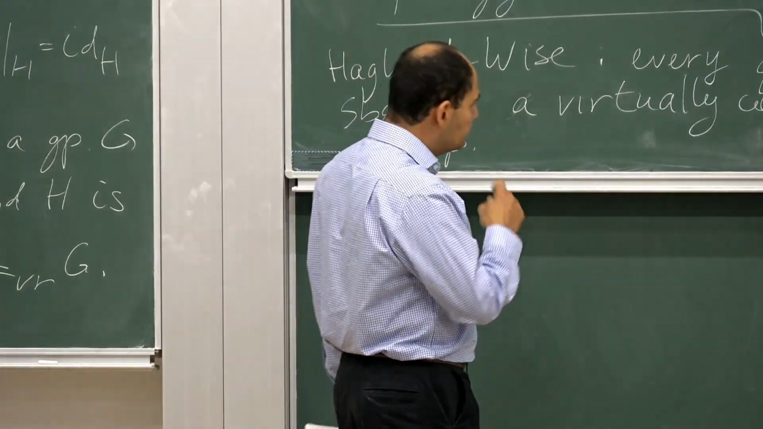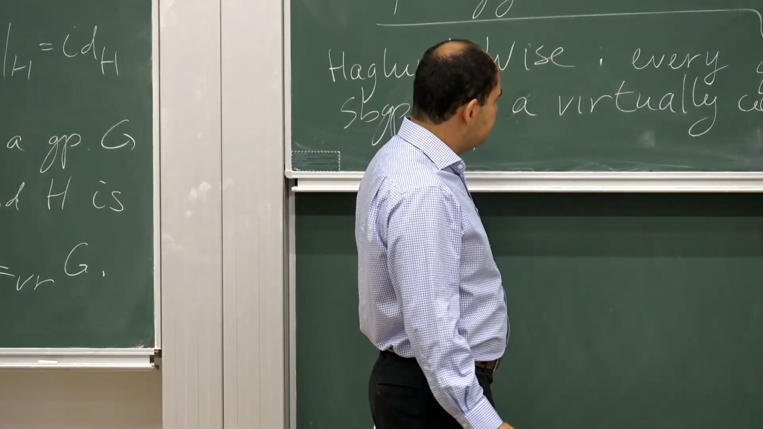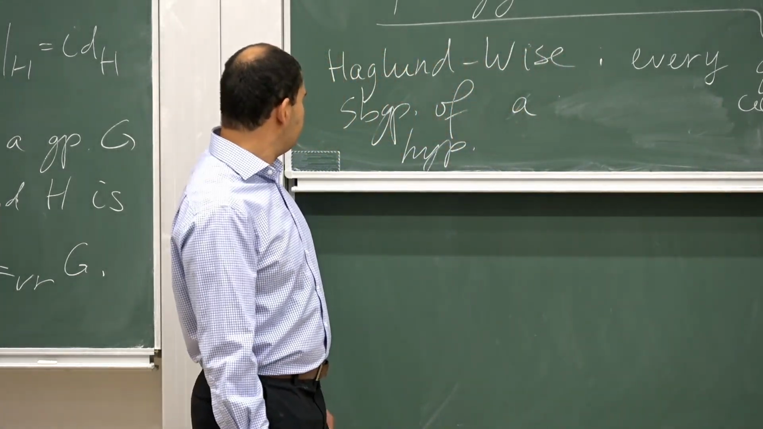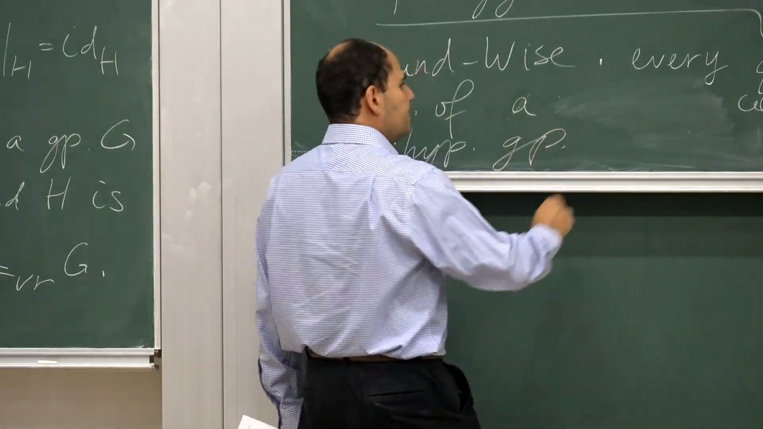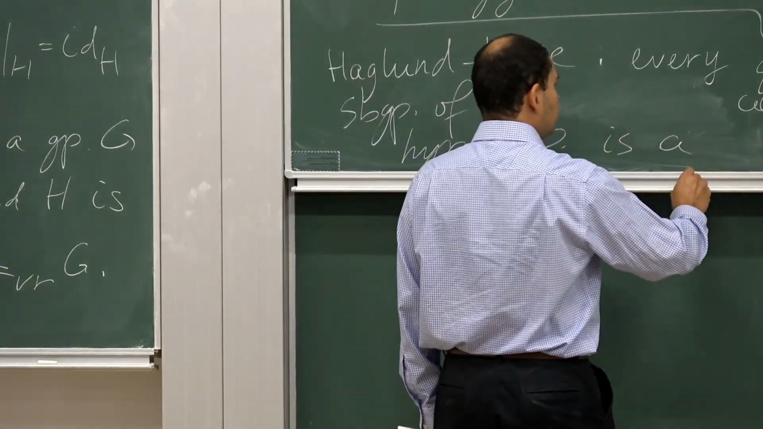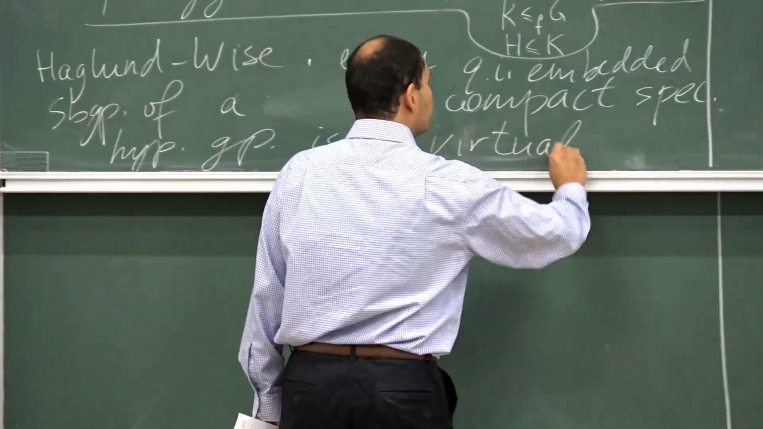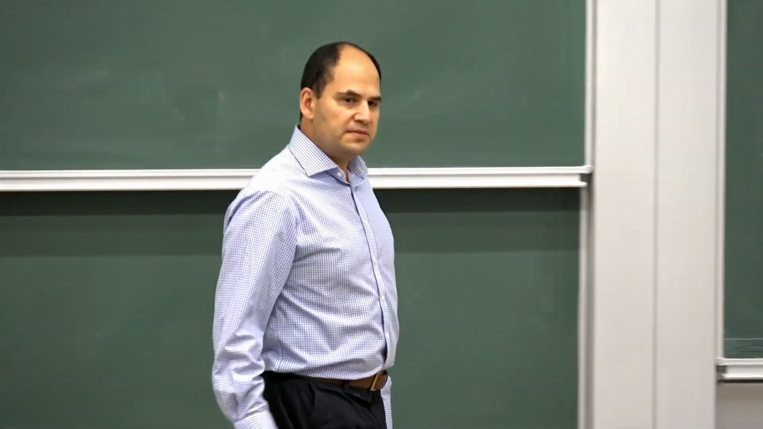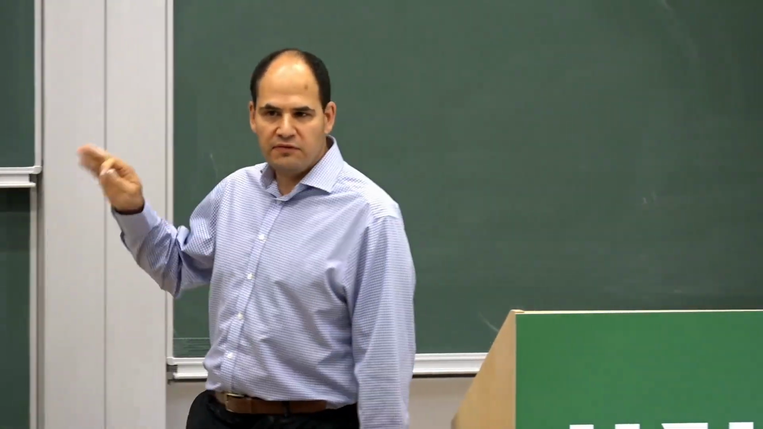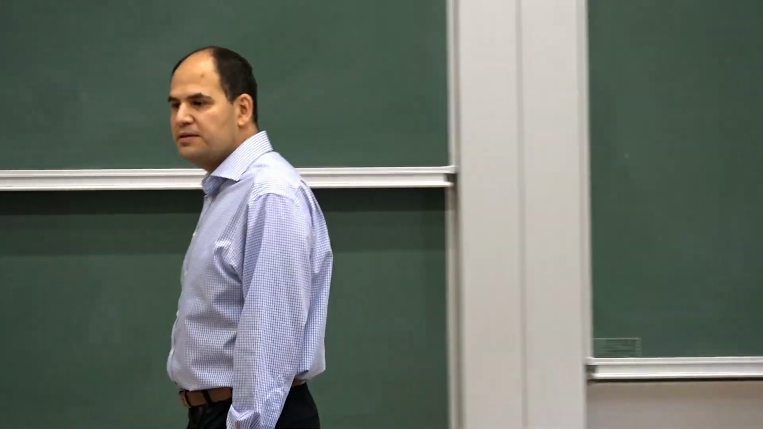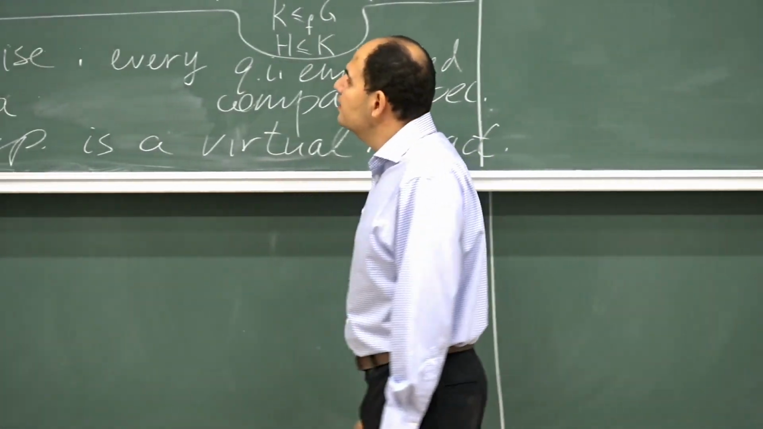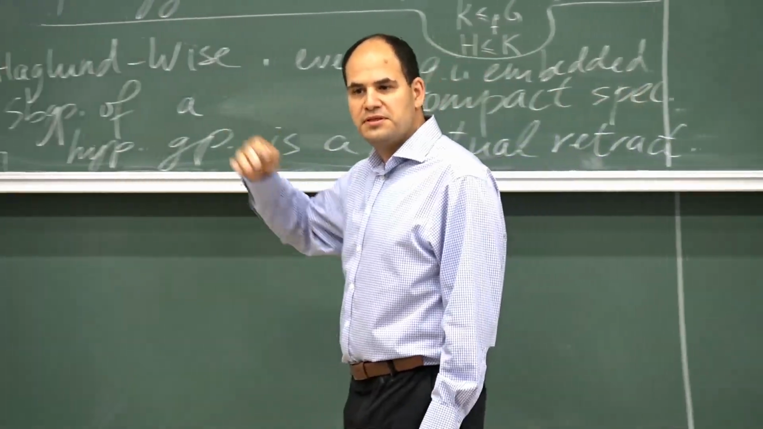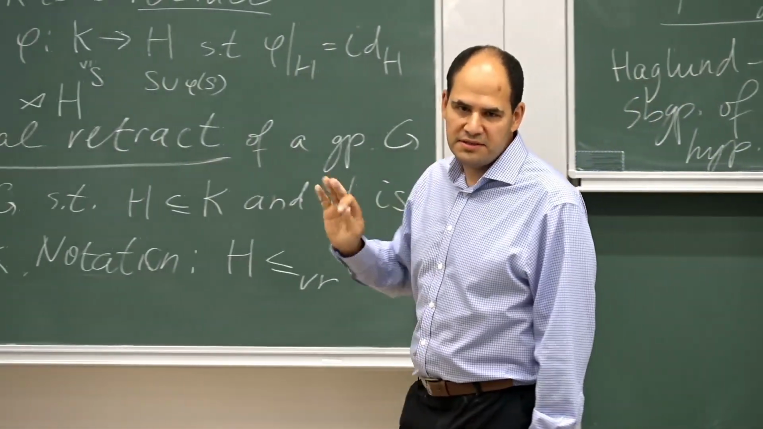I have to be careful. Of a compact special hyperbolic group is a virtual retract. Unfortunately, this is unknown for virtually compact special. So compact special meaning it already sits inside the right-angled Artin subgroup as some convex subcomplex. And virtually it has a finite index. Unfortunately, this property of being a virtual retract is not always stable under going up by finite index.